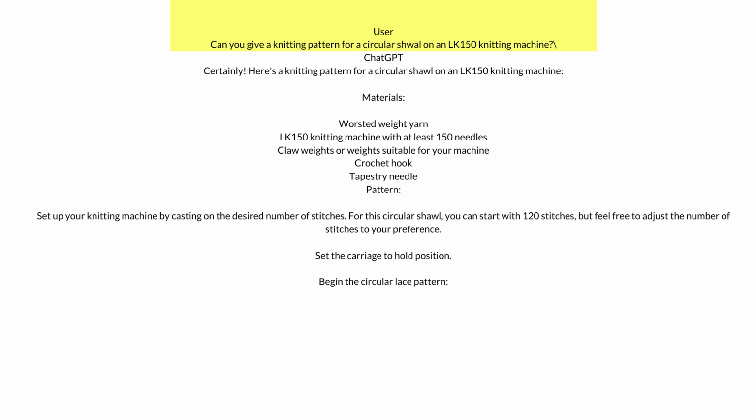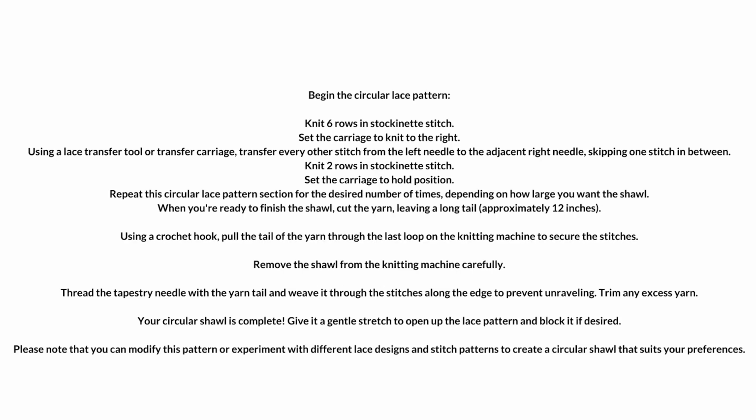And number 2, set the carriage to hold. Number 3, begin the circular lace pattern. Knit 6 rows in stockinette stitch. Set the carriage to knit to the right. Use lace transfer tool. Transfer every other stitch from the left needle to the adjacent right needle, skipping 1 stitch in between. Okay, that can be done with hand transfer.